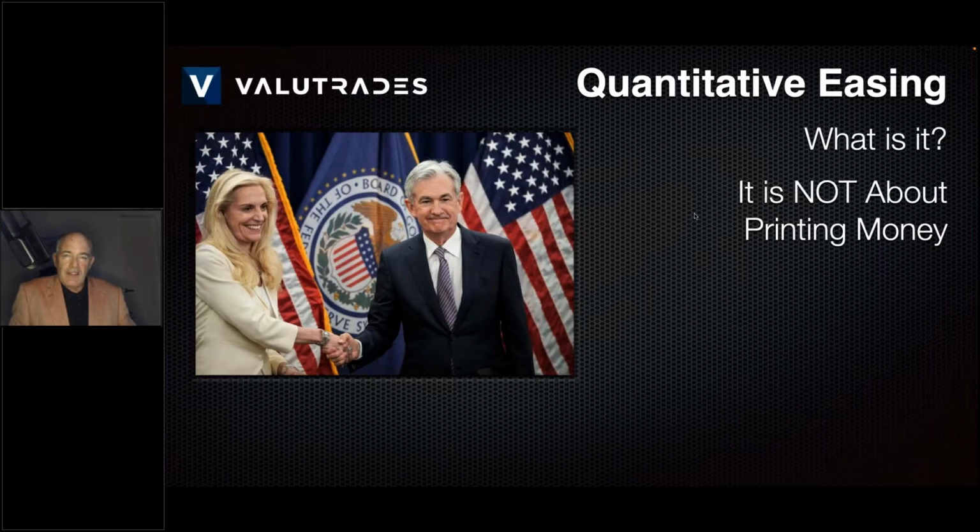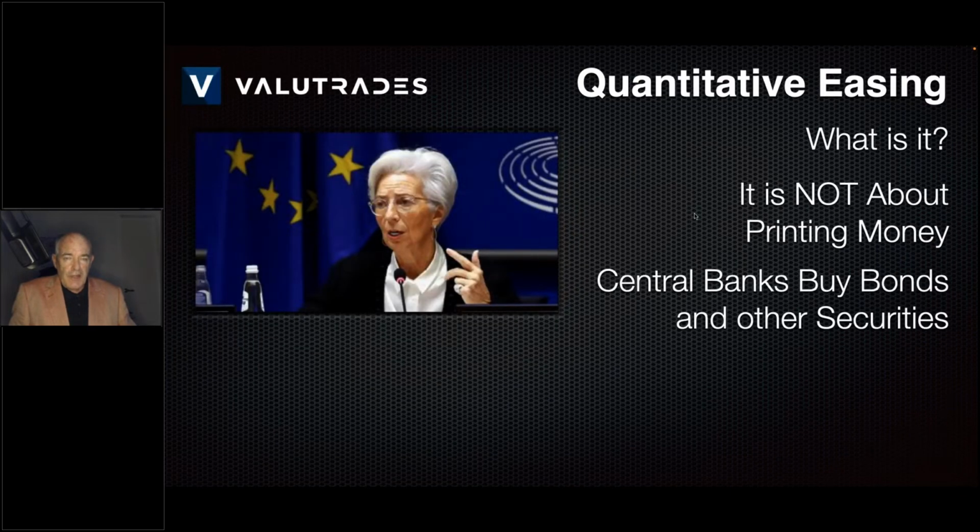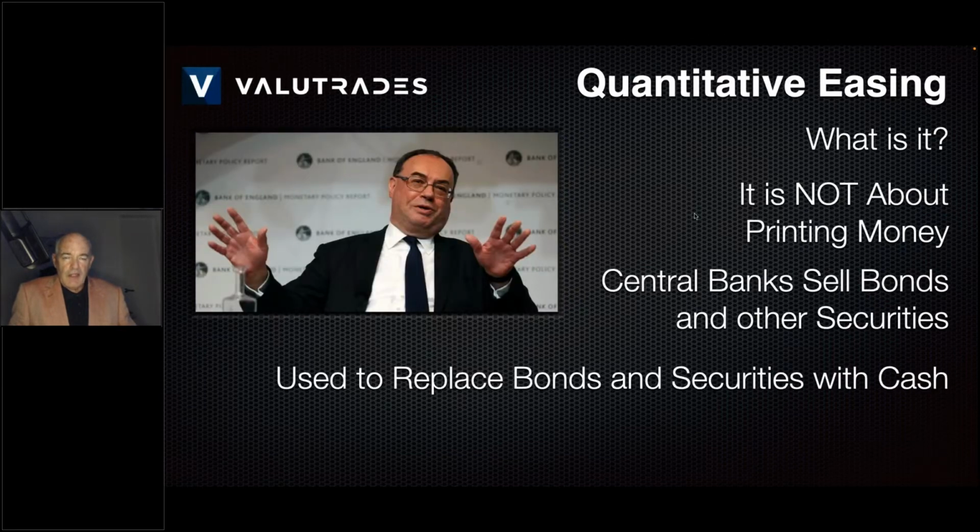Christine Lagarde is the president of the European Central Bank. The European Central Bank is the central bank for all of Europe. Obviously, different countries within Europe have their own central banks, but Christine is in charge of basically the whole lot, and she and her team make the decisions on quantitative easing, quantitative tightening, and raising interest rates. Andrew Bailey is the governor of the Bank of England. The Bank of England looks after the entirety of the UK, and they do the exact same thing.